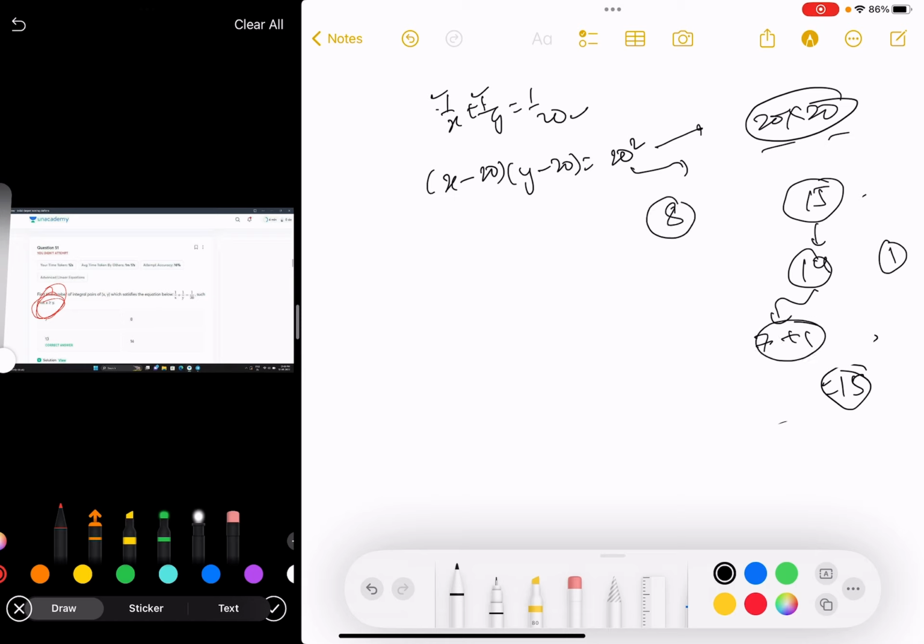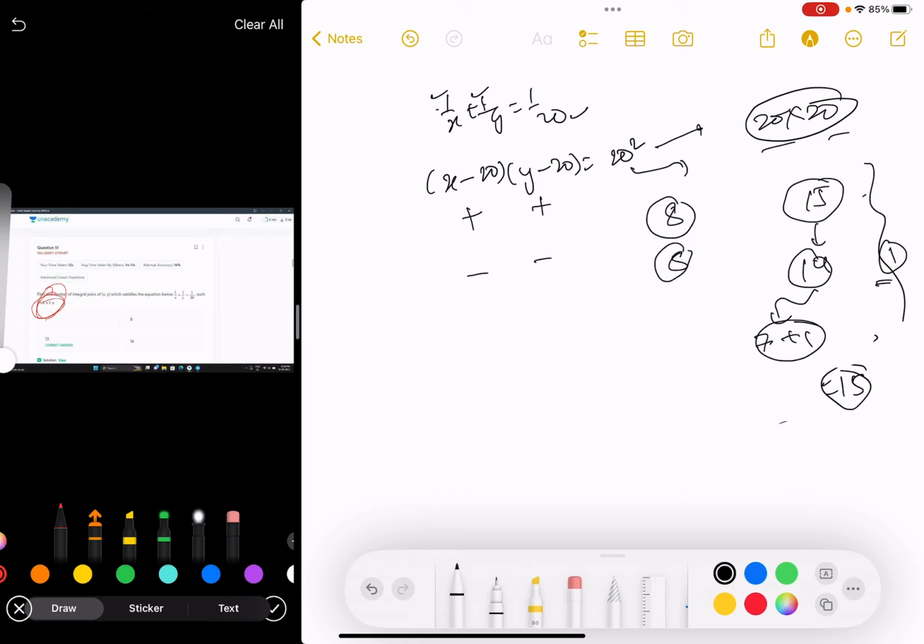This is the case when we are taking only positive factors, so both are positive. Now the same thing will arise when we take both as negative. Everything will be the same, so 8 cases over here.